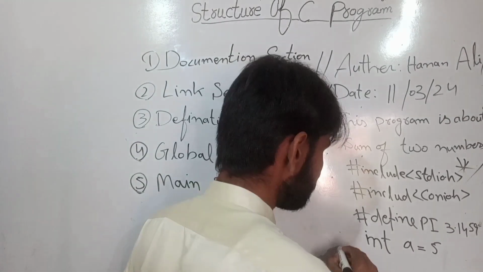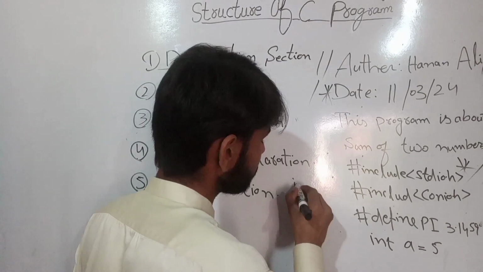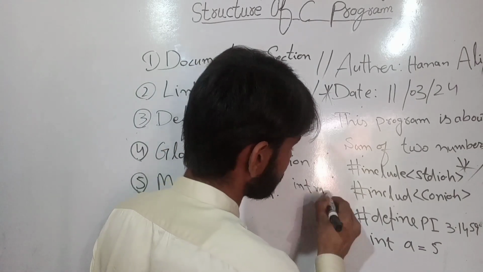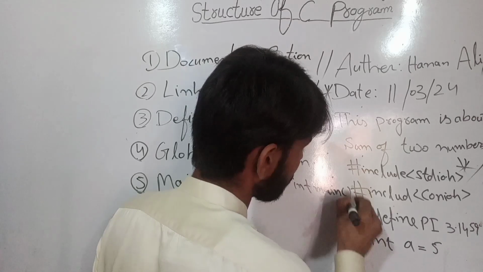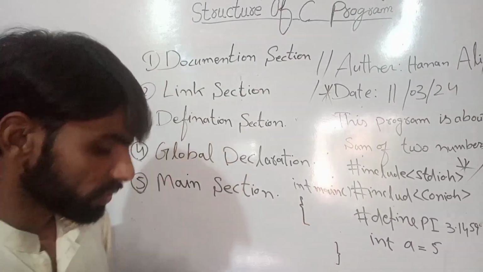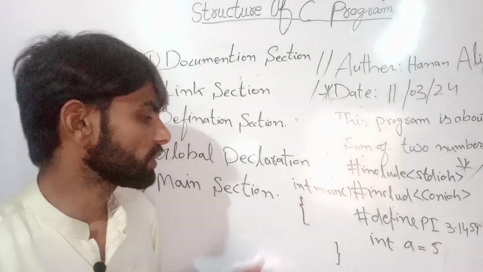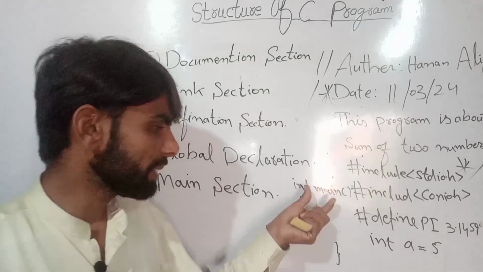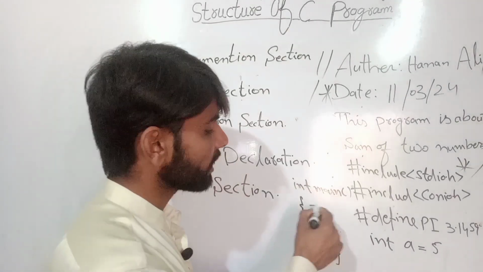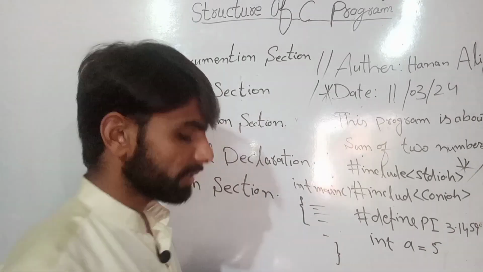We write int and main. So we write the main function, and all statements in it will execute. Control always goes to the main function, executes the first statement of the main function and then all the next statements.